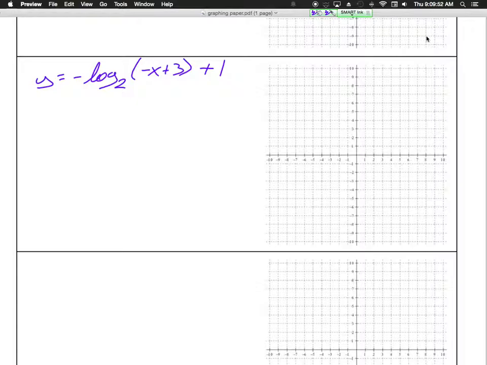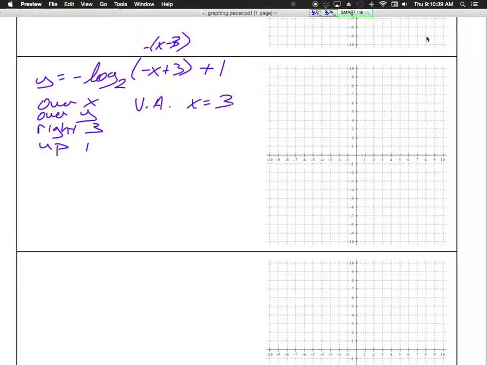So y equals negative log base 2 of negative x plus 3, plus 1. So over x, what else? Over the y, what else? It's actually right 3, and then we have up 1. How do we figure out that it's right 3? Yeah, if there's a negative inside, remember I got to pull it out. And that shows me that it's right 3. Right? What's my vertical asymptote? X equals positive 3. What tells me it's positive 3? Because the right 3 tells me it's positive 3.